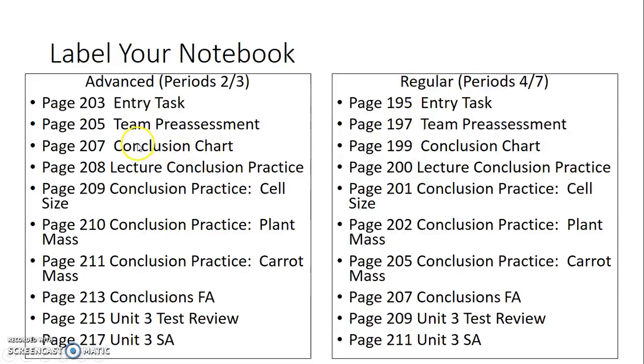As we go through the lecture, we will have a conclusion frame chart that you will record, and on the back of that page, you are going to record the practice that we are going to do together as we work on this lecture. Then we have a practice about cell size, a practice about plant mass, and a practice about carrot mass. And then we'll wrap that up with a quiz at the end of the week just to practice and make sure we understand conclusions. And then, like I said, that's the end of our unit, and so we'll be putting in the test review, and then we'll have a page for the test as well. So please go ahead and pause for a moment and make sure you have all of your pages labeled for this week.